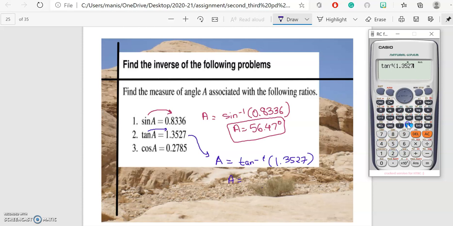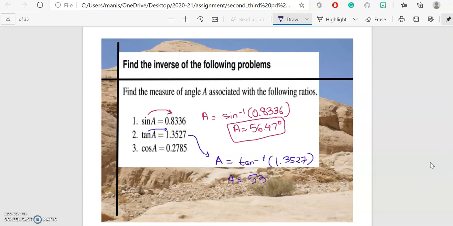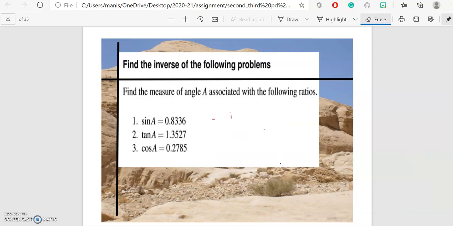1.3527. So I will close this parenthesis over here. What is my answer? 53.52 degrees. So I will write my answer 53.52 degrees. Next question over here says cosine of A is 0.2785. So I will take the inverse on both the sides. Remember, people, we were using two methods. So I will take the inverse on both the sides of cosine.